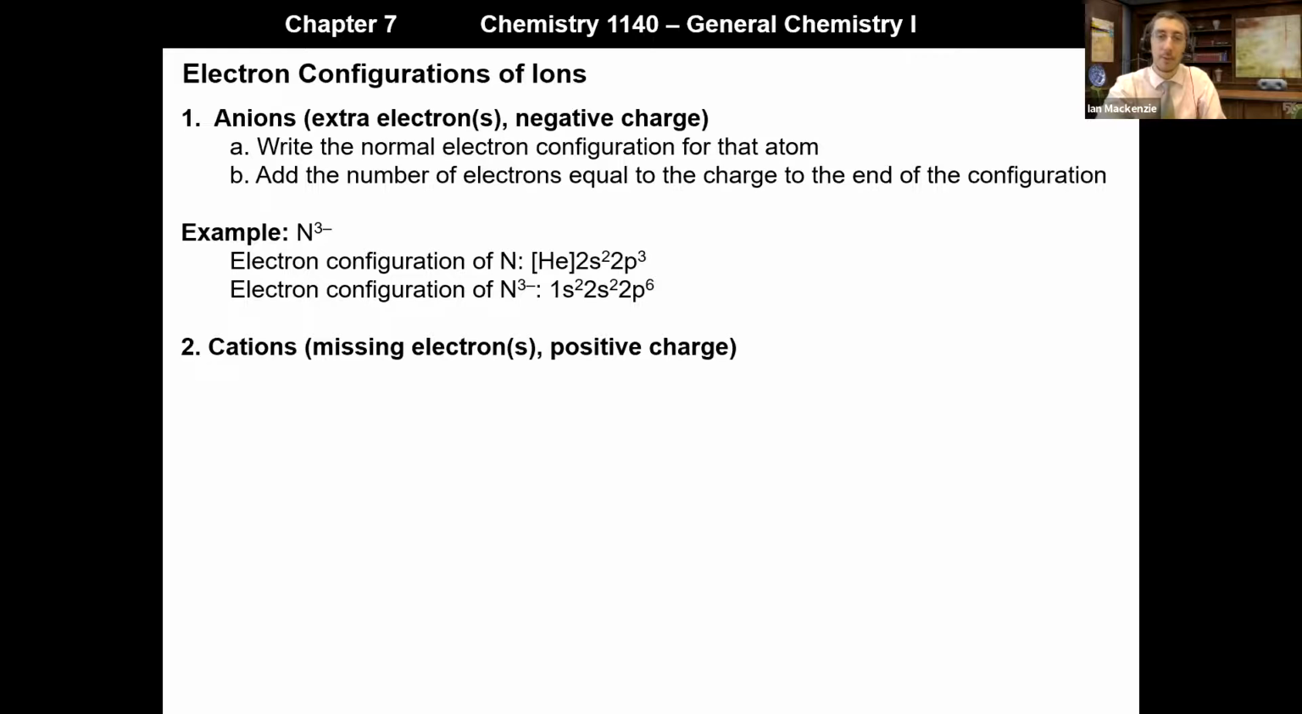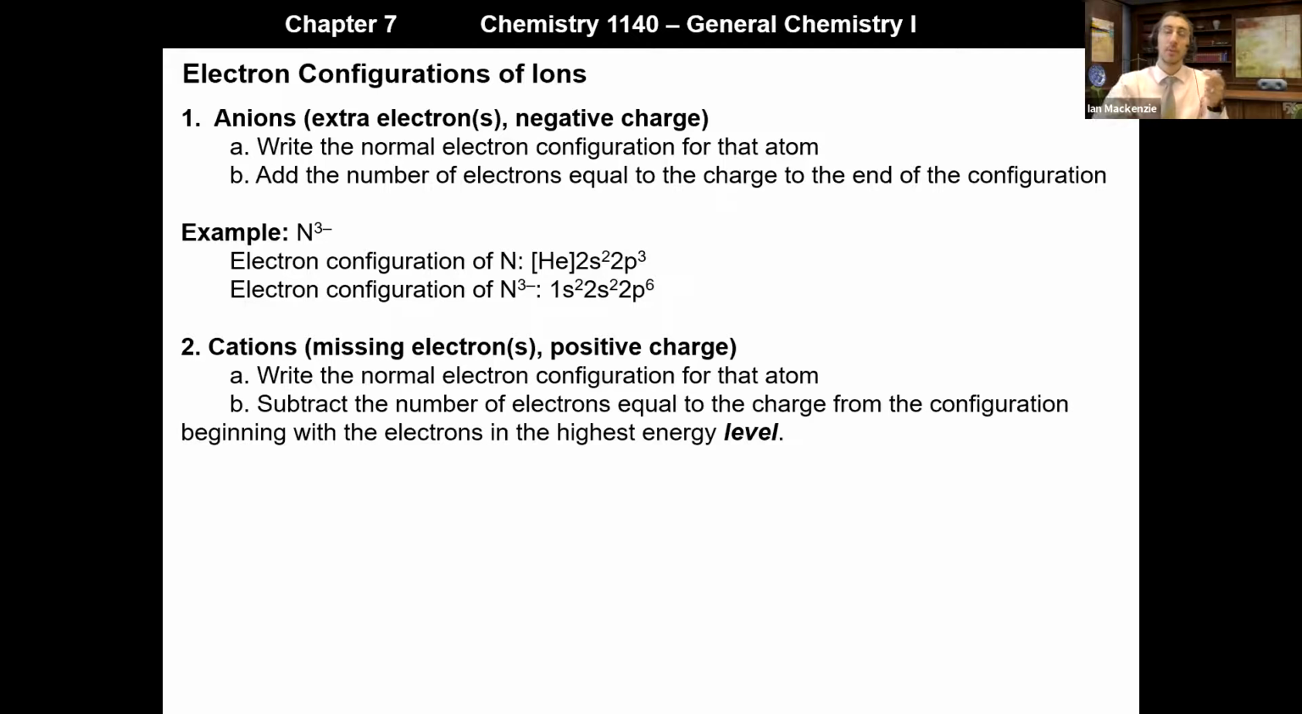But the process is still very straightforward. We write the normal electron configuration for the neutral atom. And then we subtract the number of electrons equal to the charge from the configuration, beginning with the electrons in the highest energy level. What do I mean by that exactly? In the highest energy level.